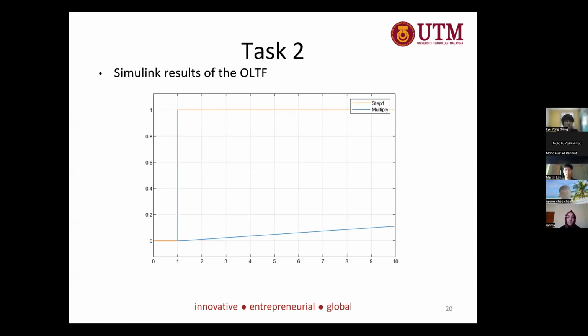And then this is the Simulink results of the open loop transfer function. The orange line is the input and the blue line is the output.